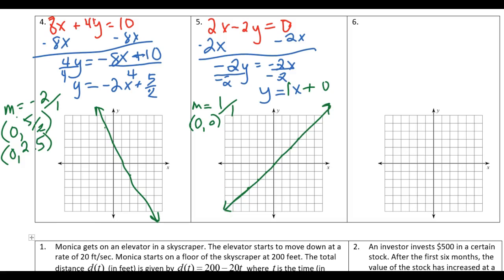All right, number 3. Your problem is 3x minus 2y equals 7. Go ahead and pause the video and then hit play when you finish and check your work.